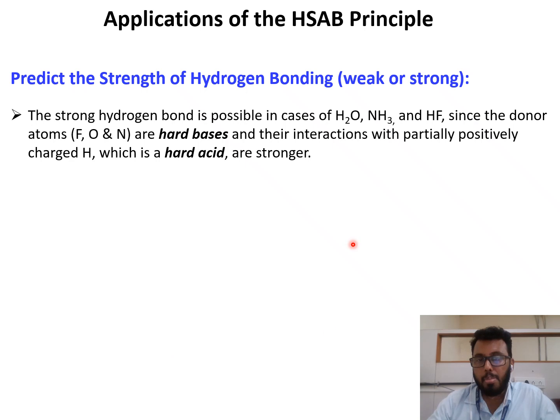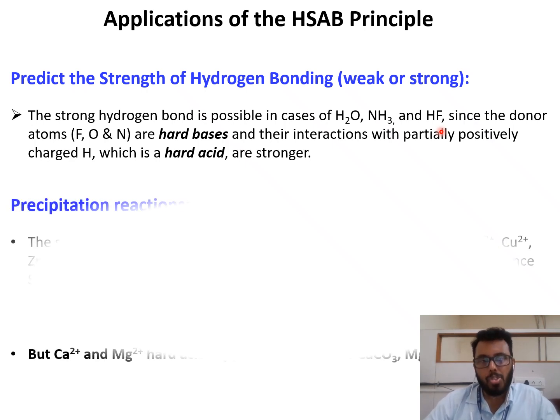The strong hydrogen bond is possible in cases of water, ammonia, and HF. Why? Because the donor atoms like fluorine, oxygen, and nitrogen are hard bases, we already know, and their interaction with the partially positively charged hydrogen, which is a hard acid. So due to the hard acid hard base interaction, that is, hydrogen is a hard acid, and these three species, oxygen, nitrogen, and fluorine, are hard bases, hard acid hard base interactions are stronger. As a result, the hydrogen bonding will be stronger as well.